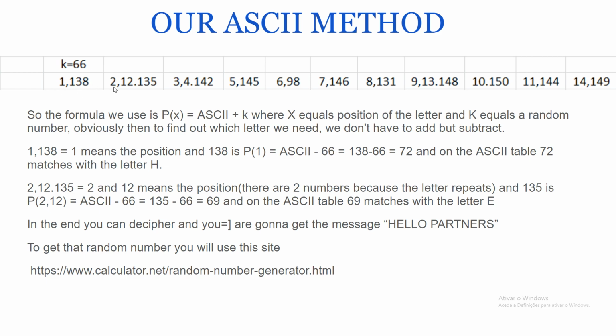Now on the second position, you might wonder, there's a second and a 12th. It means that this letter right here, the 135 less 66, will stand for the second position and the 12th position. As you can see, 135 less 66 is 69. So 69 matches the letter E. So there's an E on the second position and the 12th position.